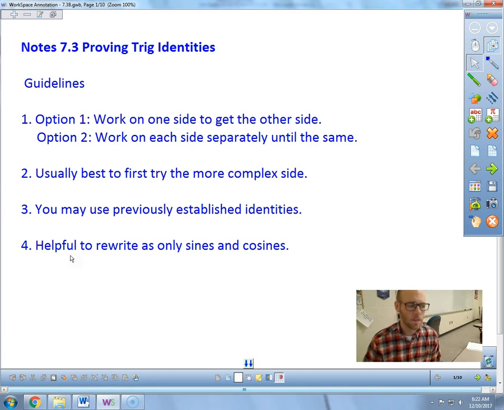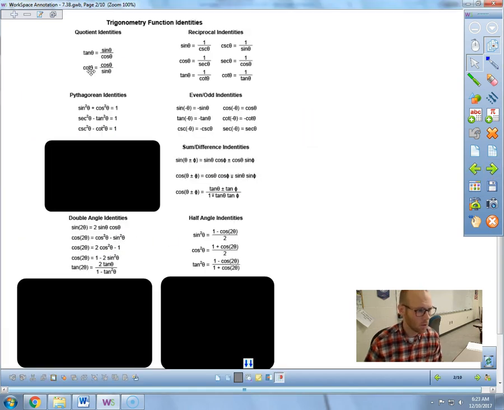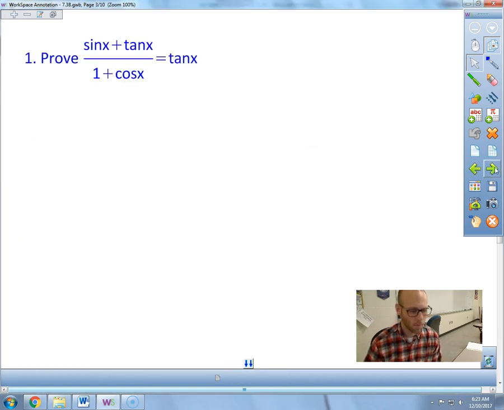And number four, it's helpful, I know I've mentioned this, it's helpful to rewrite as only sines and cosines. It tends to make things a little bit more clear on what our next steps could be and how we could possibly use some of these identities. So let's work on this first one together.